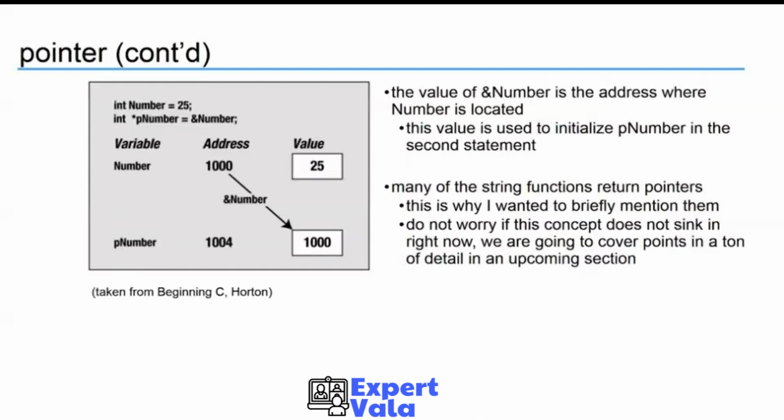In order to get the value that p number points to, you would have to dereference the 1000, which will give you 25. The reason I mention all this about pointers is that a lot of string functions are going to return pointers. It's not going to really matter that much. It's only important when you want to understand how you are getting a certain character inside of an array. But I did want to briefly mention them. It's okay if the concept does not sink in right now, because we are going to cover it in a ton of detail in a later section. But understand that the string functions we are going to use now are going to return pointers. And then you are going to maybe use that return value to do something useful.